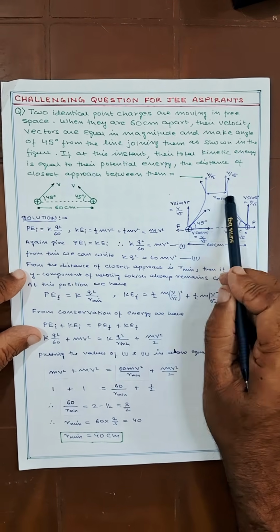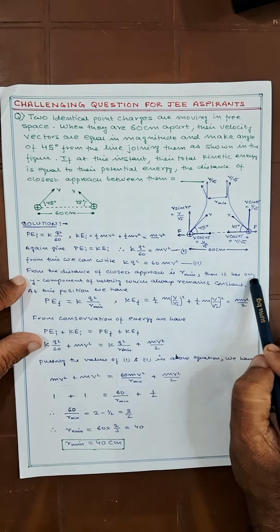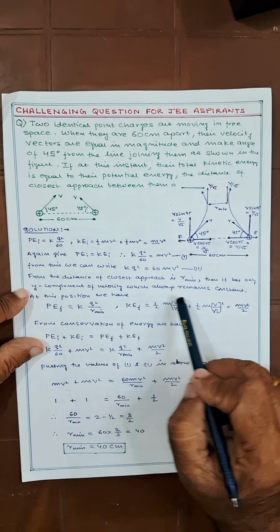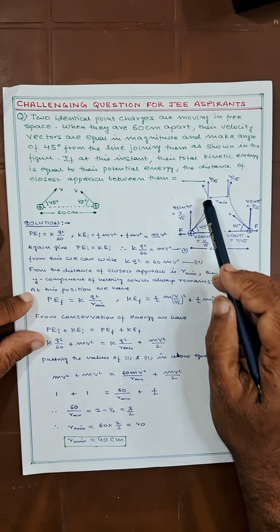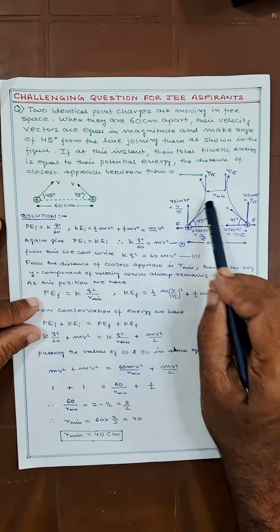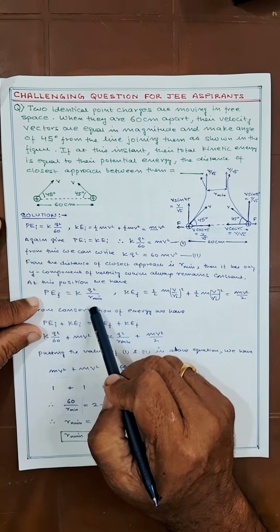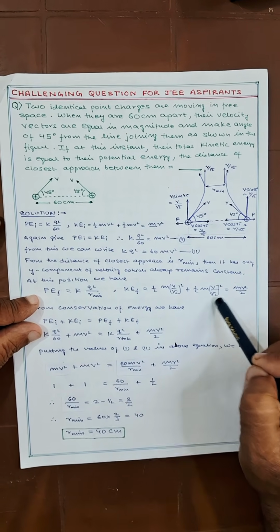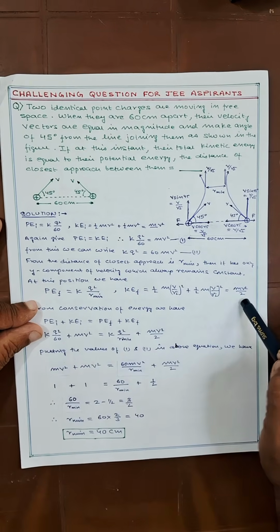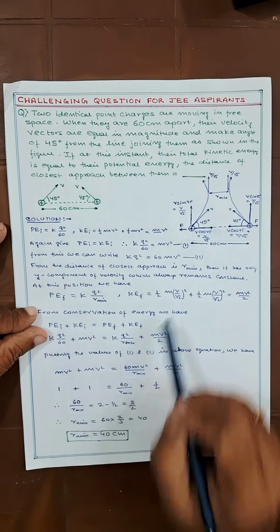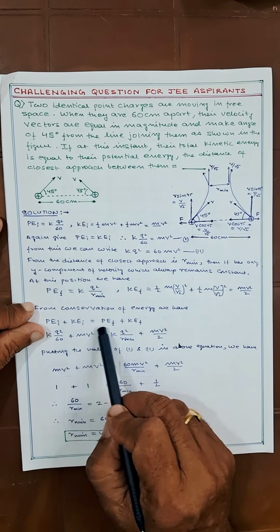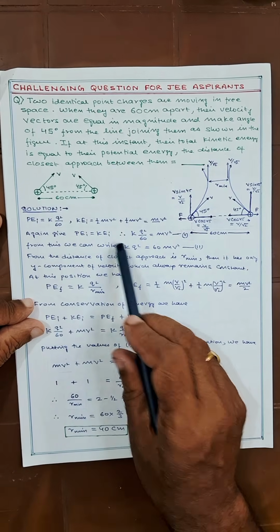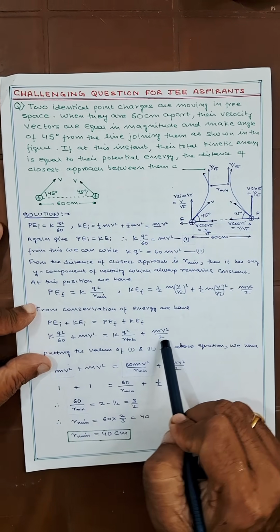Let's say that the distance of closest approach is r minimum. Then it will only have the y component of velocity, which always remains constant. Therefore at this instant the final potential energy is k q square by r minimum. Kinetic energy is half m (v by root 2) whole square plus half m (v by root 2) whole square, that is mv square by 2. From conservation of energy, initial total energy is equal to final total energy. So if we put all these values, we get this expression.